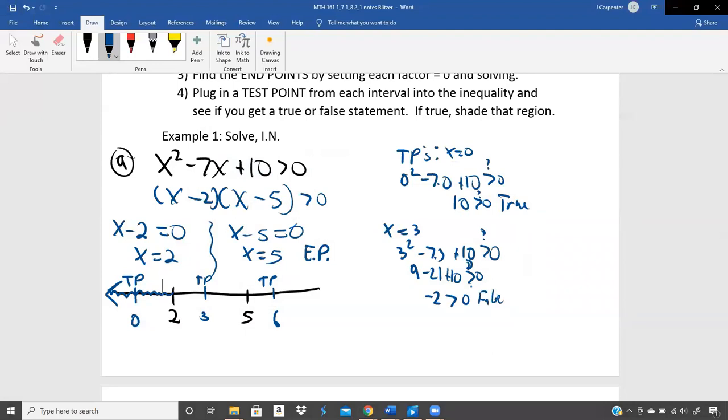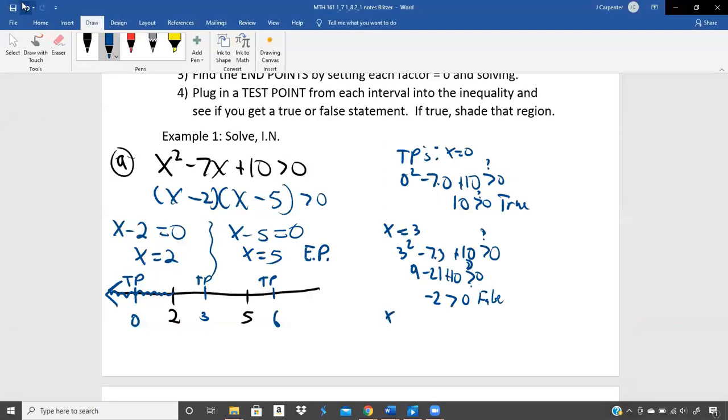It's false. So if you do this, you're wrong. You are not shading the region with 3. The 3 fails, which means 3.1 fails. It means 4 fails. It means 2.1 fails. Try and plug in any of these infinitely many numbers between 2 and 5, and it fails. So don't shade that region.